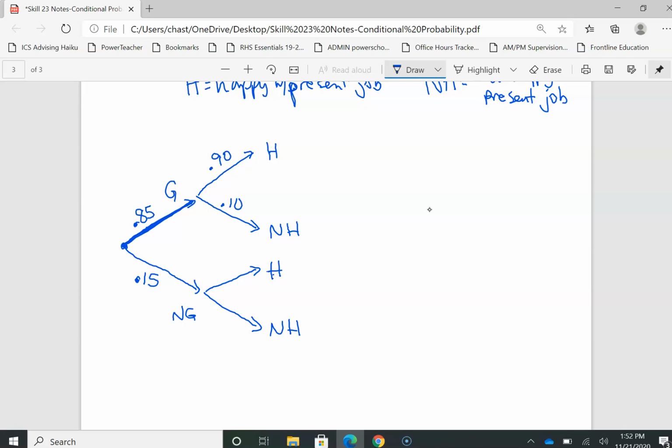And we were told that of the students who did not graduate from high school, so we're looking at the lower branch now, 60% are happy with their present job, so 0.60, which means that 40% are not going to be happy. 60 and 40 make 100, in case you're wondering how I'm getting these numbers.